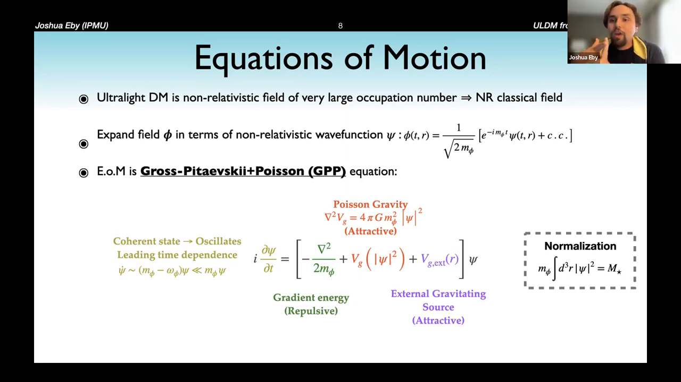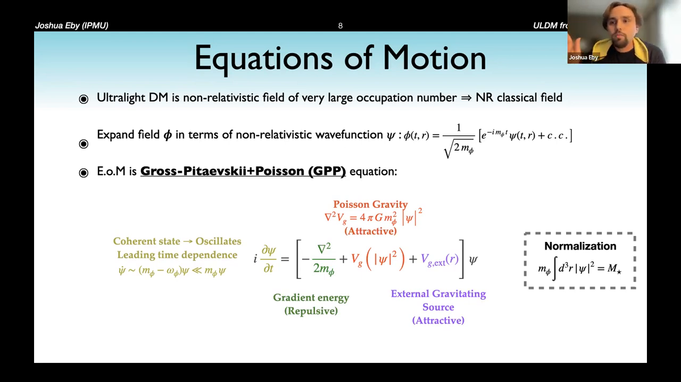There can be an attractive force coming from the self-gravity of the ultralight dark matter itself. So if it is self-bound, then this self-gravity is an important term. And so in that case, you should self-consistently be solving the Poisson equation along with this nonlinear Schrodinger equation. And thirdly, you can have a gravitational term that is dictated by some external gravitational source. So it's basically a 1/r potential dictated by some central mass. Of course, gravity in this non-relativistic limit is always attractive.